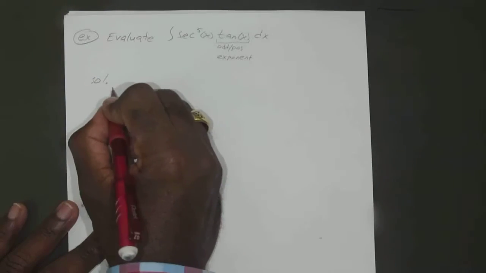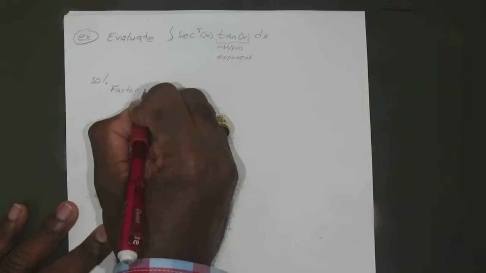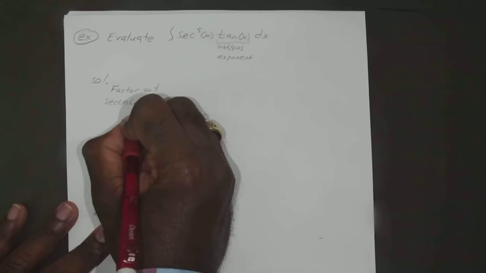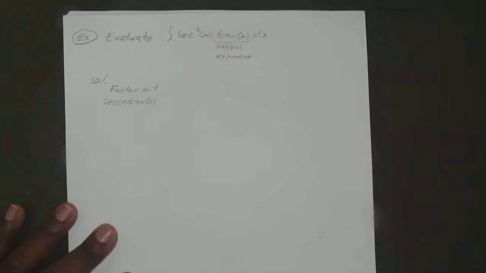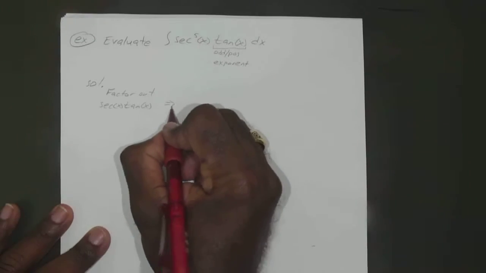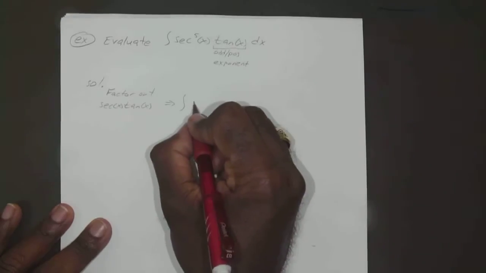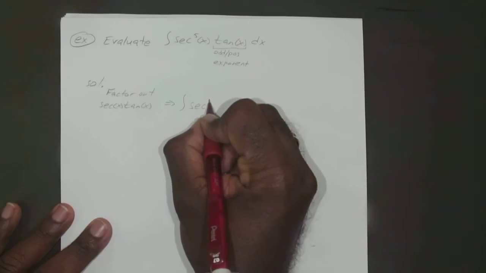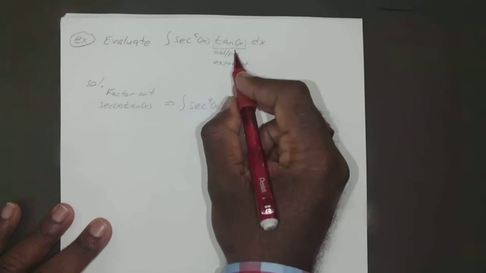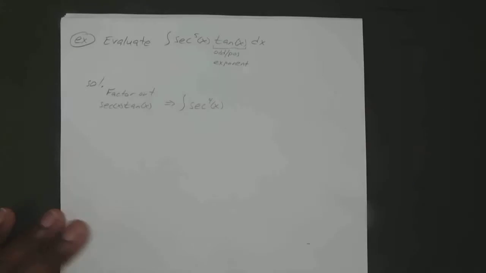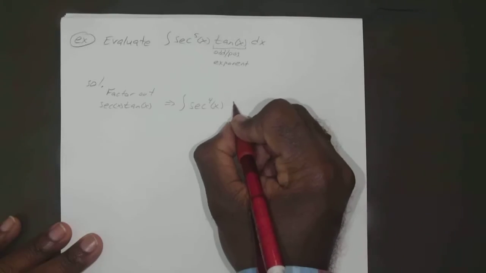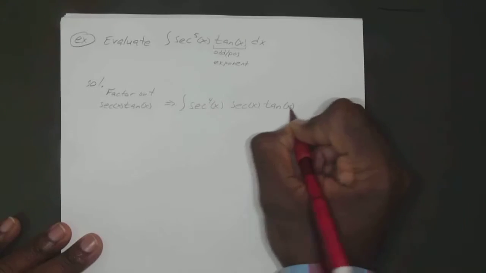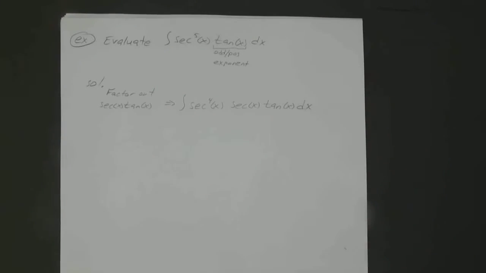Okay. Once again, we're going to factor out our secant x times tangent x. So that secant to the fifth drops down to the fourth. And that tangent x, it's only one, so that's really the only one you need. So that becomes secant x tangent x dx.